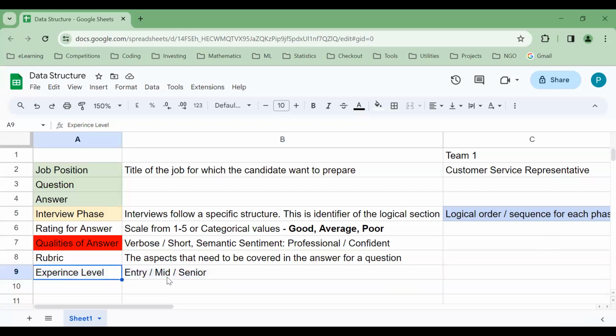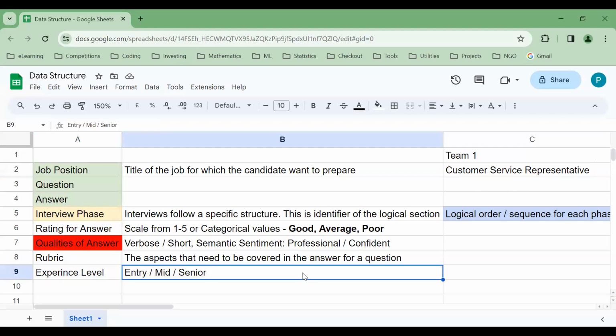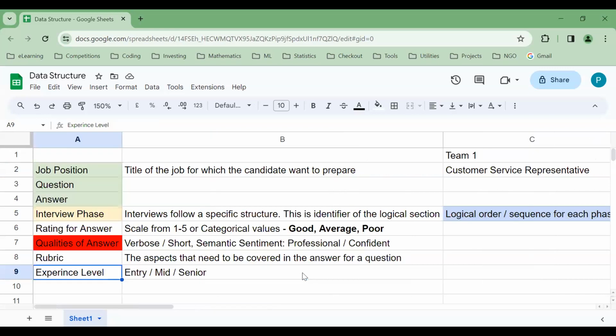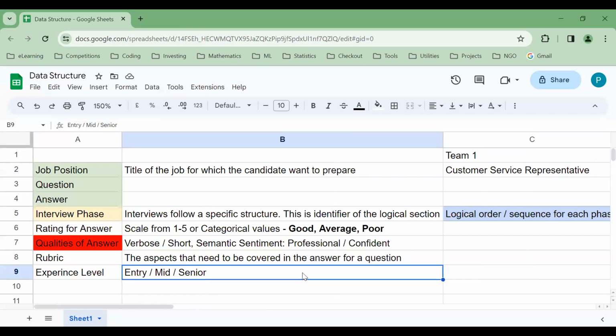But what I mean to say is we could make it static and fixed for each team. That is, there would be one level for customer service representative. Let's say we are only dealing with entry level. For, let's say, team 2, we are dealing with mid level, or however you think it is from the data that you collected. So if you have options available, please annotate each of the answers with the appropriate experience level to which it belongs, if it is available.